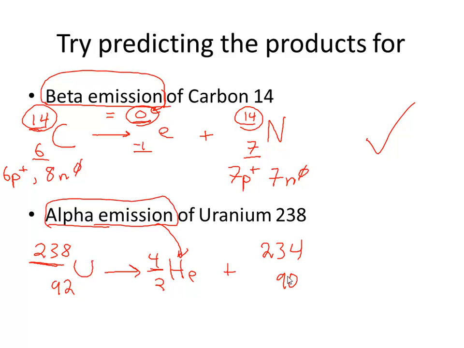What's atomic number 90? You haven't memorized them yet? Thorium. Boom. Let's check it out. 238, is that equal to 4 plus 234? Yep. 92, is that equal to 2 plus 90? Check. We're good. That's it. Bingo. That's all you gotta do.